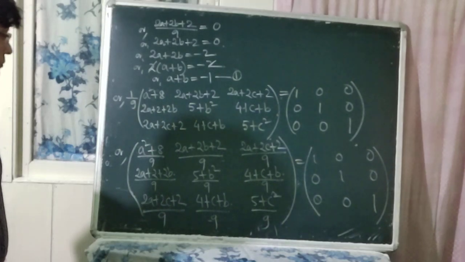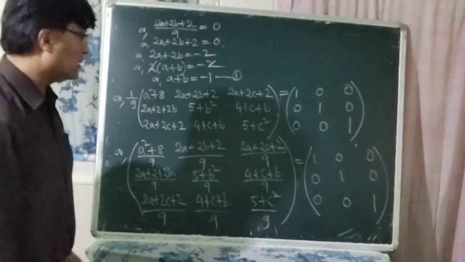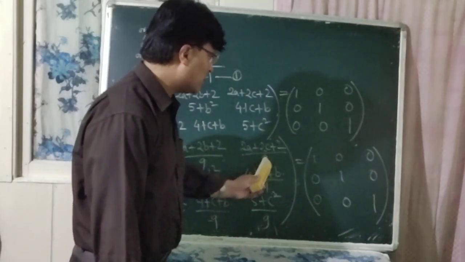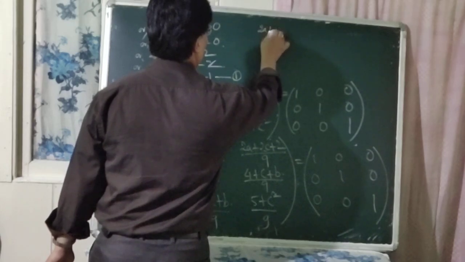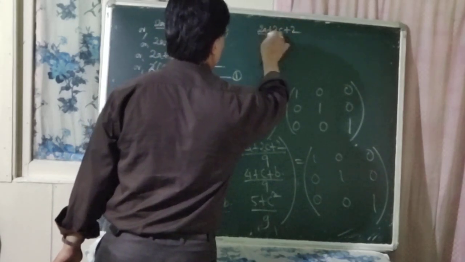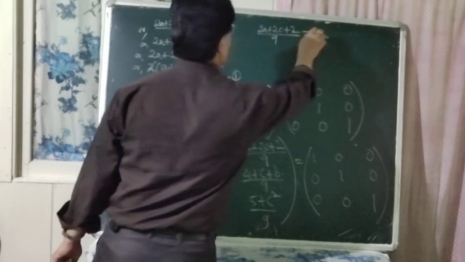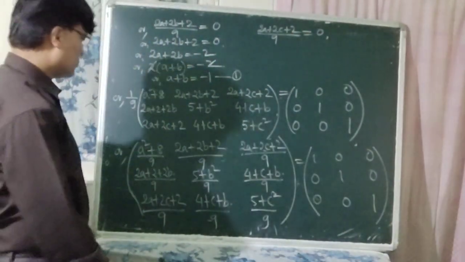Okay. So now again you can equate this 2A plus 2C plus 2 divided by 9 is equal to 0, isn't it? So let us equate it. 2A plus 2C plus 2 divided by 9 is equal to 0. Okay. So let us cross multiply it.